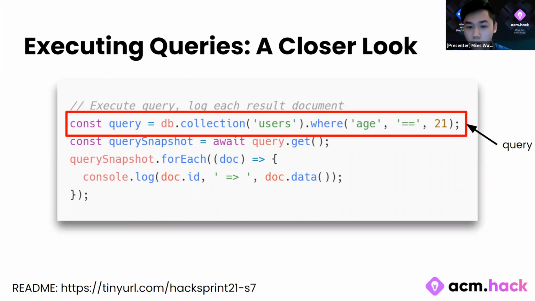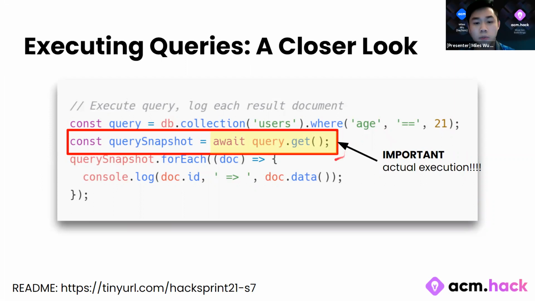This is something we are familiar with from the past slides. We have a query that's getting all the users' documents with age equal to 21. But this next line here, you probably haven't seen before, but this is actually the execution line. So this is how we execute our query, actually ask the database for any data that matches this query. We just do await query.get, and this is an asynchronous call. That's why we're using await. And then what this gives us back is called a query snapshot.